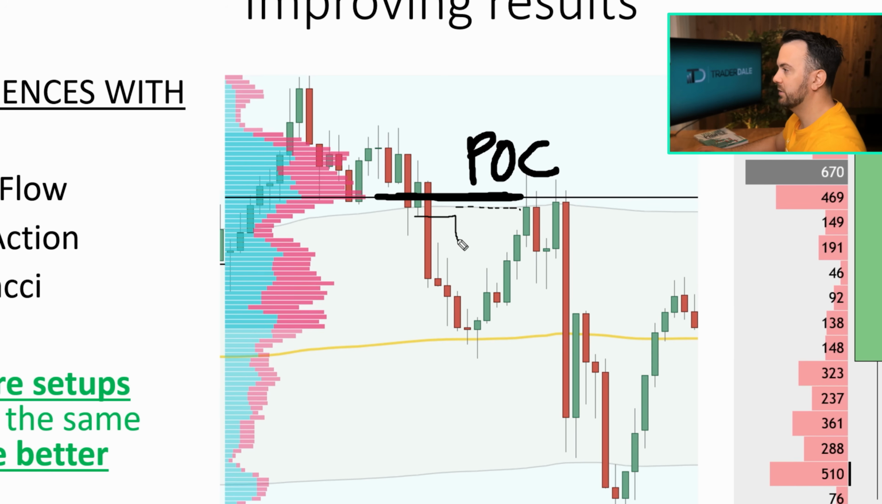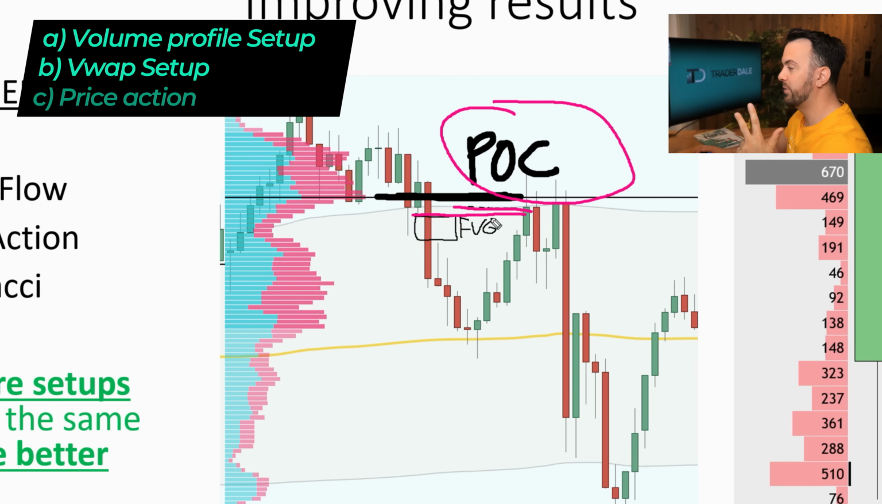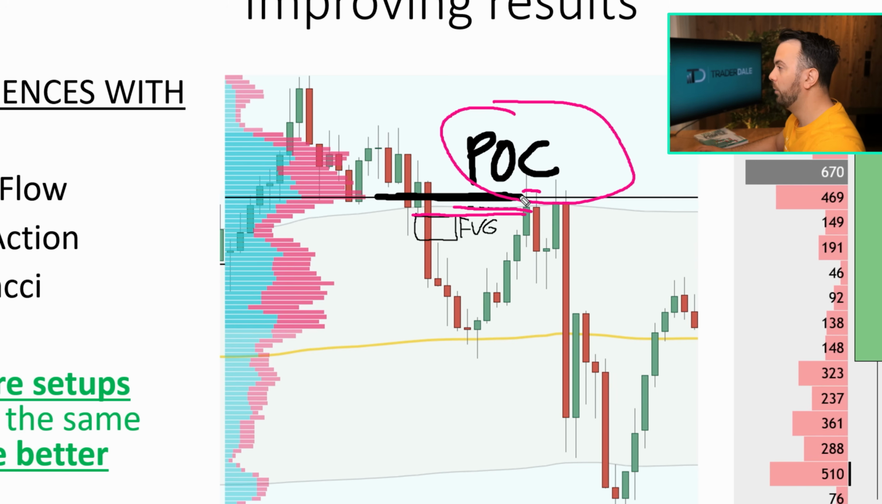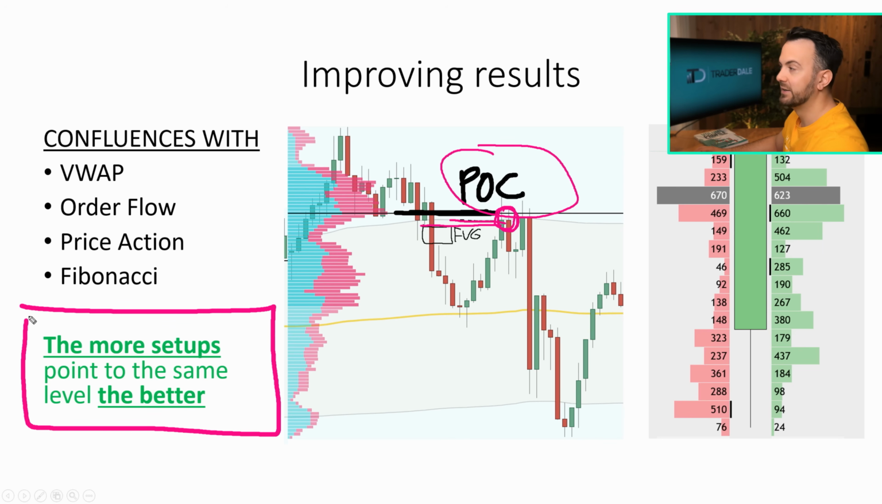Also, if you take a look here, then this is a fair value gap. That's from Smart Money Concepts, and I like to combine it with volume profile. And in a short trade scenario, I like to trade from the beginning of the fair value gap, which is in here. Okay, so in this case, we have confluence of 3 setups: the volume profile setup, the VWAP setup, and the price action setup. That's the fair value gap. All point more or less to the same level or to the same area, telling me that there's a resistance there. Okay, the more setups point to the same level, the better.